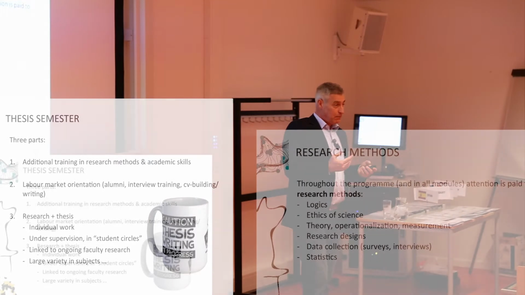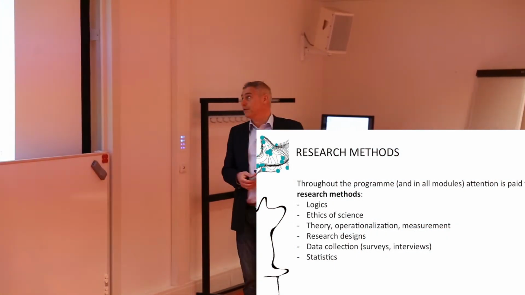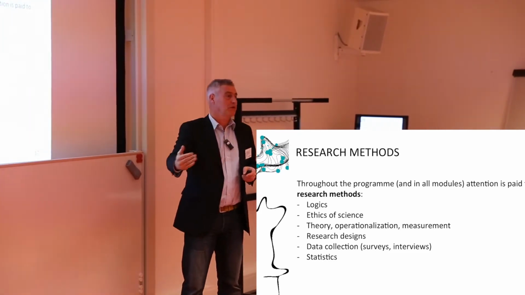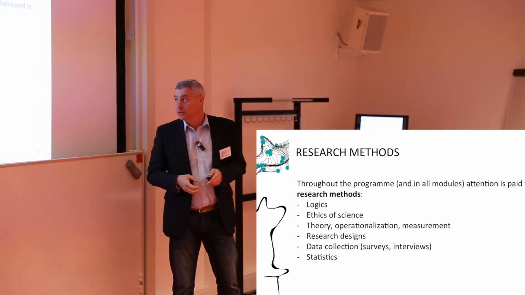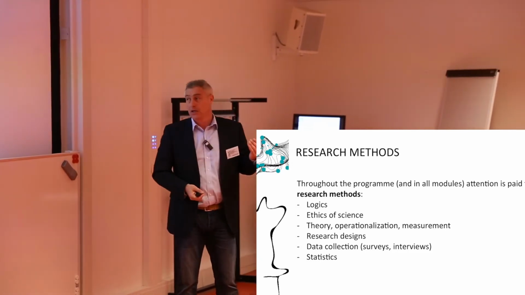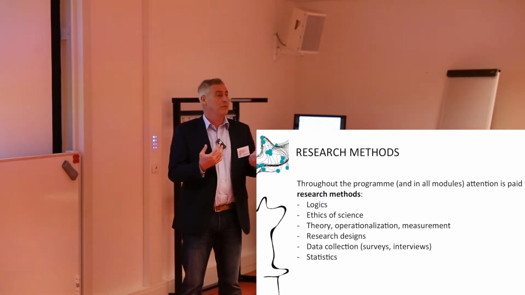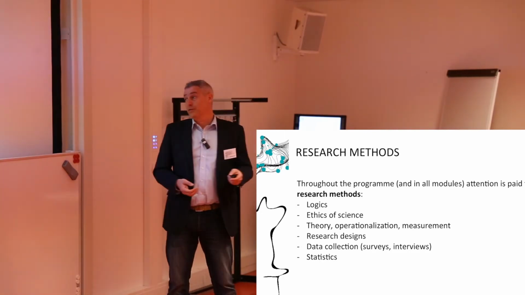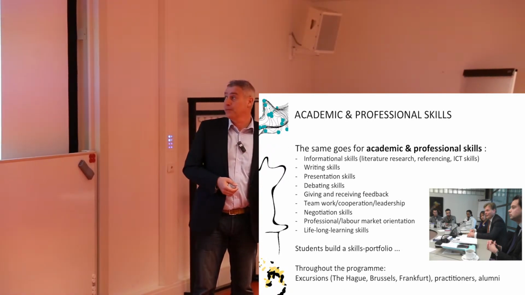Then research methods. I mentioned that one of the characteristics of the program is that we pay a lot of attention to research methods, and that means that throughout these modules, in every module, we will tackle a specific part of these research methods. We start with the basics, logic, ethics of science, how to do research, and then we move on to what is a theory, how can you measure things, how can you design research, how can you collect data, and of course how can you do all kinds of statistical tests.